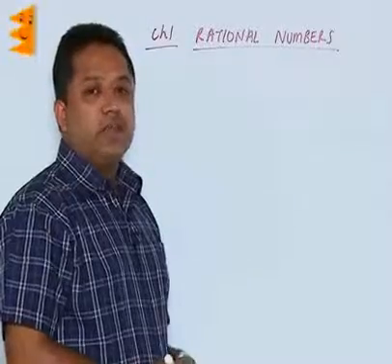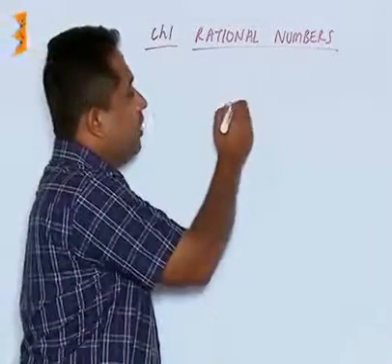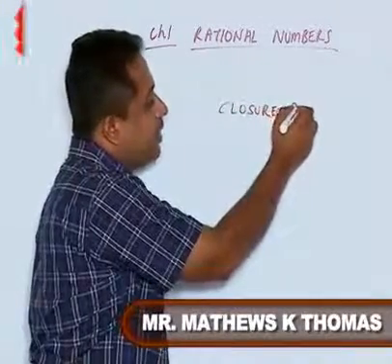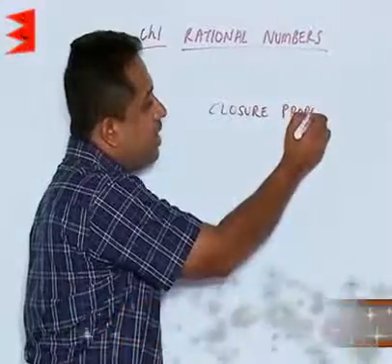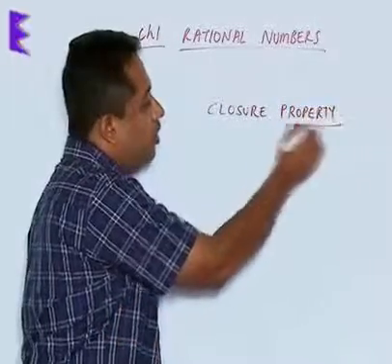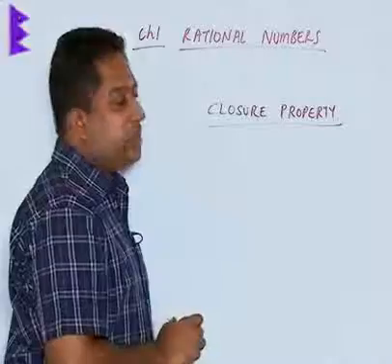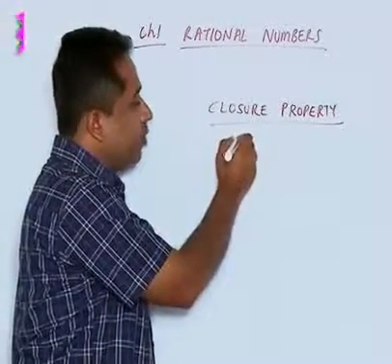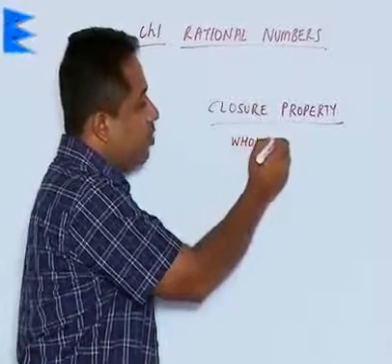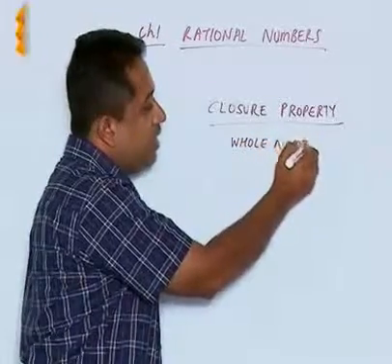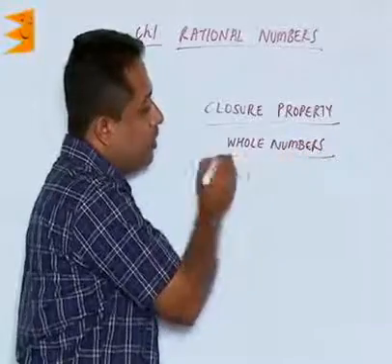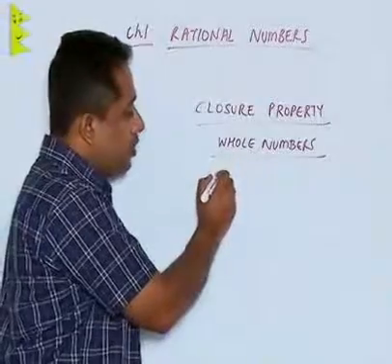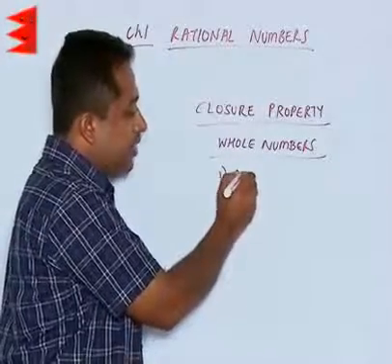Now let's understand the closure property. The closure property can be verified for addition, subtraction, multiplication and division, for whole numbers, for integers, for rational numbers and so on. So let's consider the closure property for whole numbers. Whole numbers are defined as numbers starting from 0 and going up to positive infinity. Look at the closure property, the first case, in terms of addition.